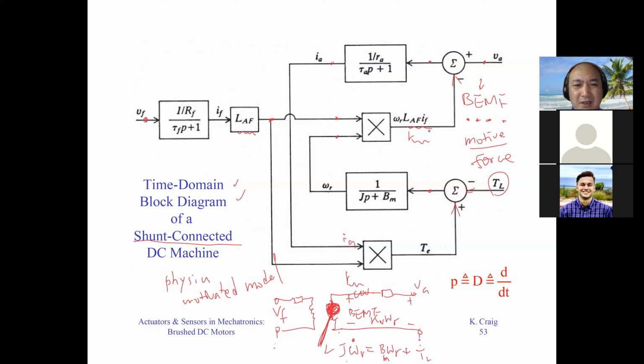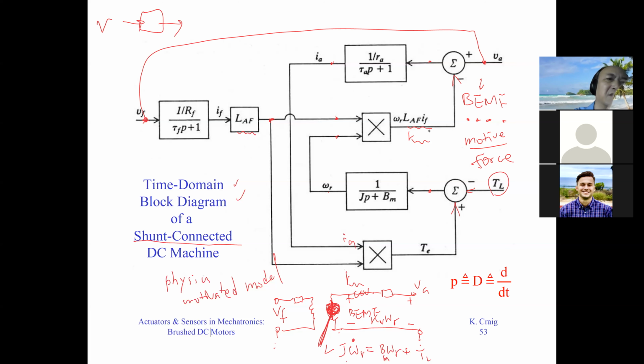What does that mean? That means these should be the same. VF and VA should be the same, so you should put a connection in here. Okay. So for a system, usually you care what's in, what's out, right? What's in, VA. What's out, omega R, my speed.